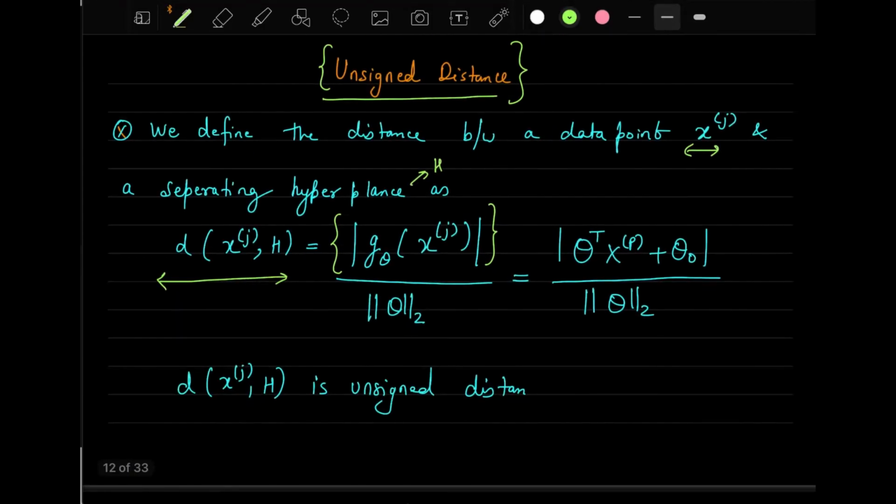So if I do this, then when you substitute the value, this will not be p here, it will be j here. Now if it is an unsigned distance, you take the absolute value of the hyperplane equation which is given over here. As simple as that. So this is the unsigned distance. Let's understand more clearly what this unsigned distance is.